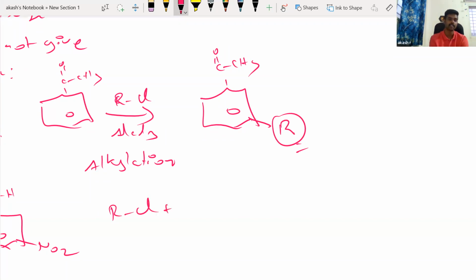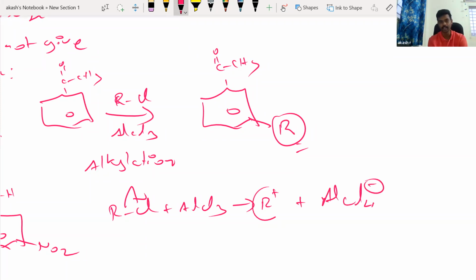How? You have RCl reacting with AlCl3. Again, same thing, Cl minus will come, so you will form R plus AlCl4 minus. This is the electrophile that will go and attack, and this is going to be the product. So at the end of the day, what you have to understand is that the carbonyl carbon attached to the benzene ring is always going to be a meta directing group.